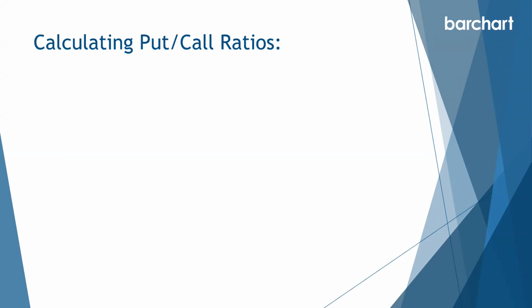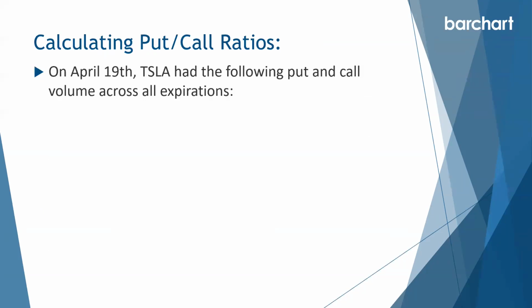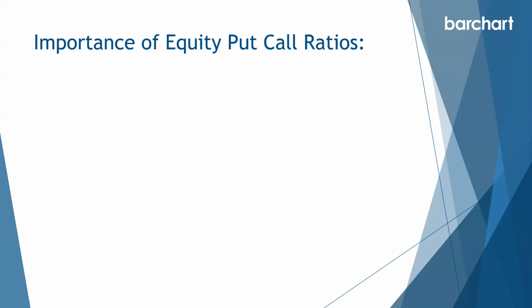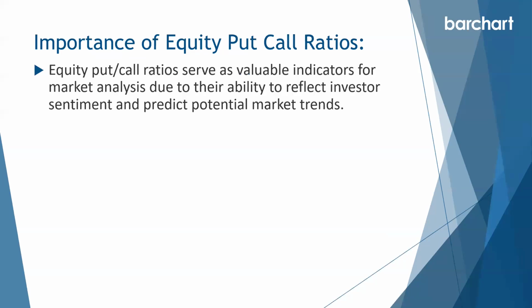Let's look at how we calculate put-call ratios. So on April 19th, Tesla had the following put and call volume across all expirations. So 1.1 million in the puts and just over 1 million in the calls. If we take the put figure divided by the call figure, that gives us our put-call ratio of 1.16. A pretty simple calculation.